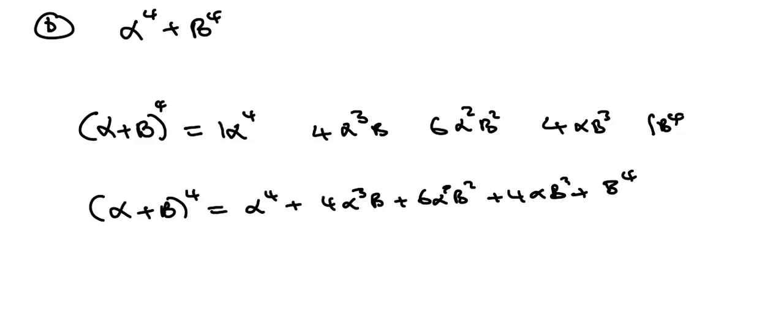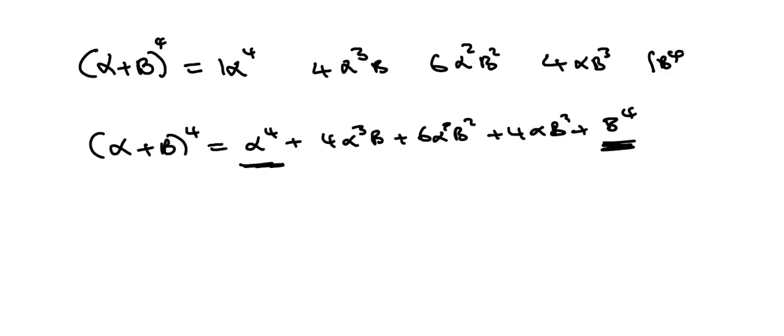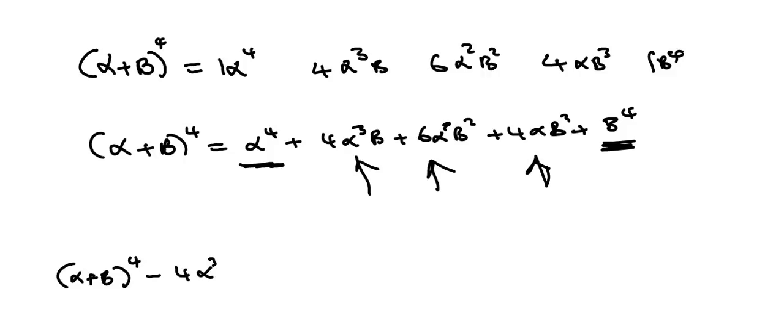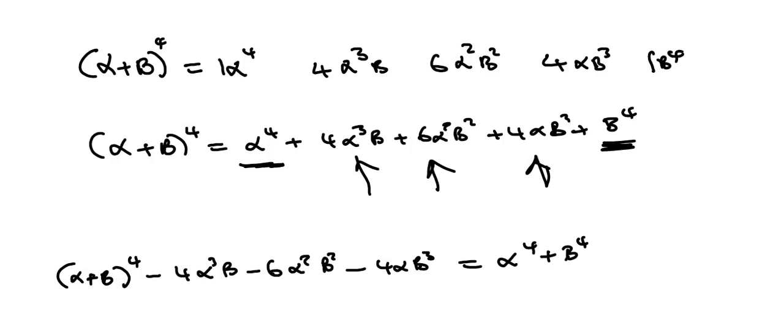The same thing that we did, we make alpha to the power 4 and beta to the power 4 the subject of the formula. So we take these three things, this guy and this guy, on the other side. So we're just going to have alpha plus beta to the power 4 minus 4 alpha 3 beta, minus 6 alpha squared beta squared, minus 4 alpha beta cubed, to give us alpha to the power 4 plus beta to the power 4. That's basically what we have.